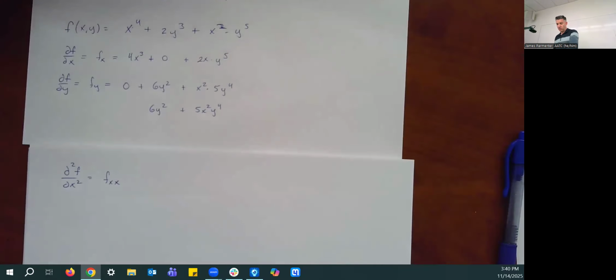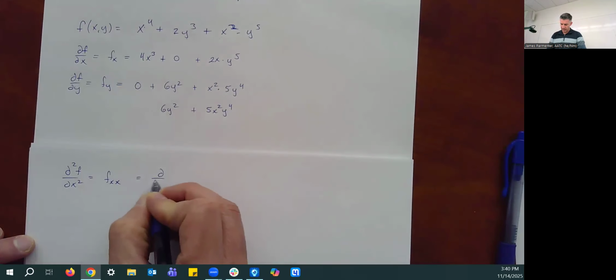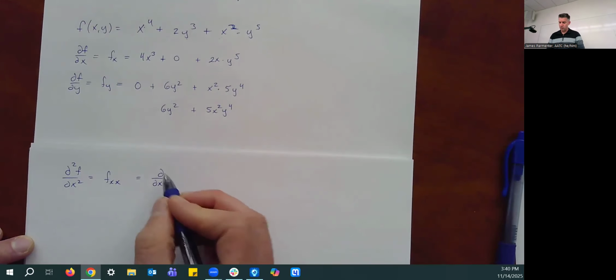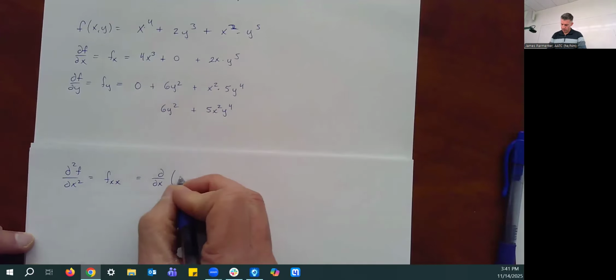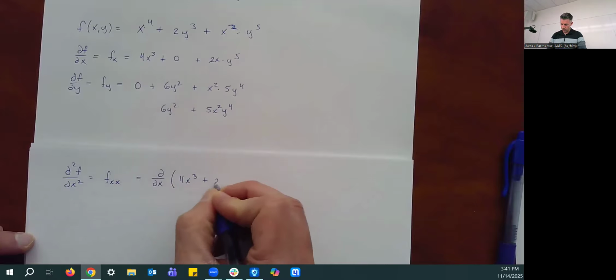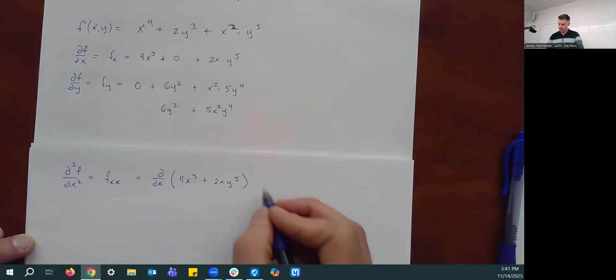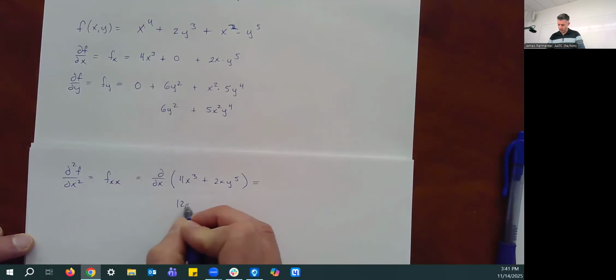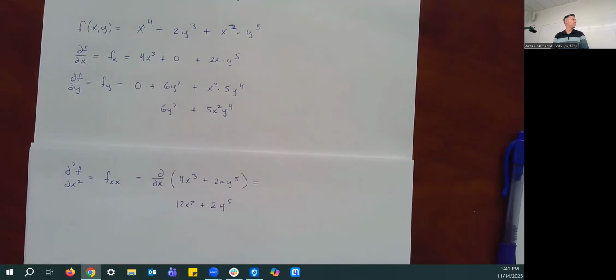All we're going to do is look at our first derivative with respect to x. So it's going to be the partial derivative with respect to x of the first partial derivative with respect to x, which was 4x cubed plus 2xy to the fifth. Now we differentiate that with respect to x, and it's going to be 12x squared plus the derivative of 2x, which is just 2 times the constant hanging out there. If we took the next partial derivative with respect to x, we would get 24x plus 0.